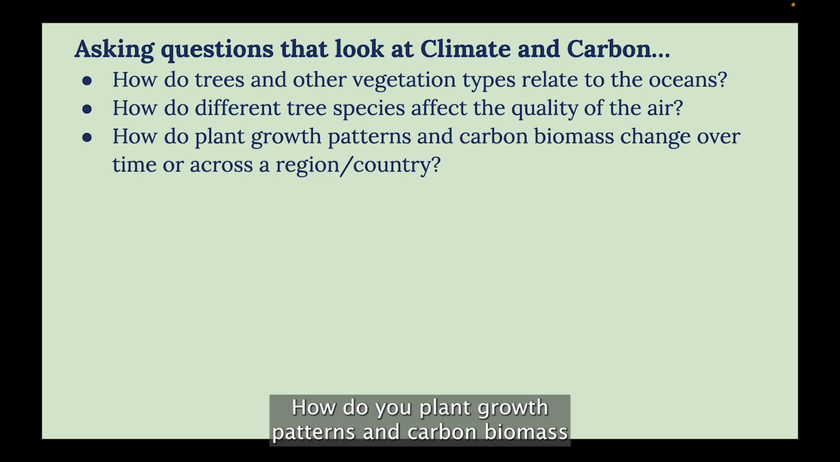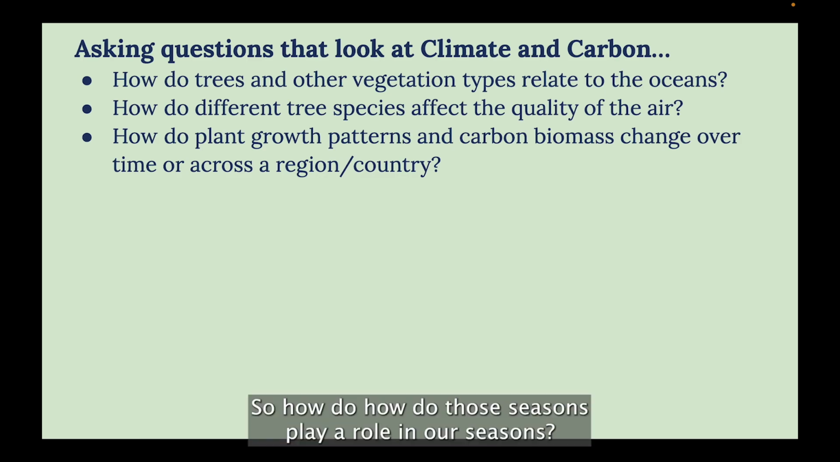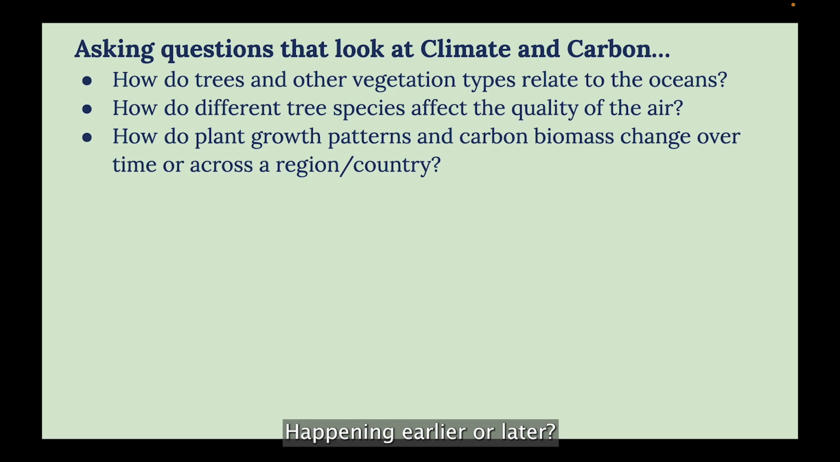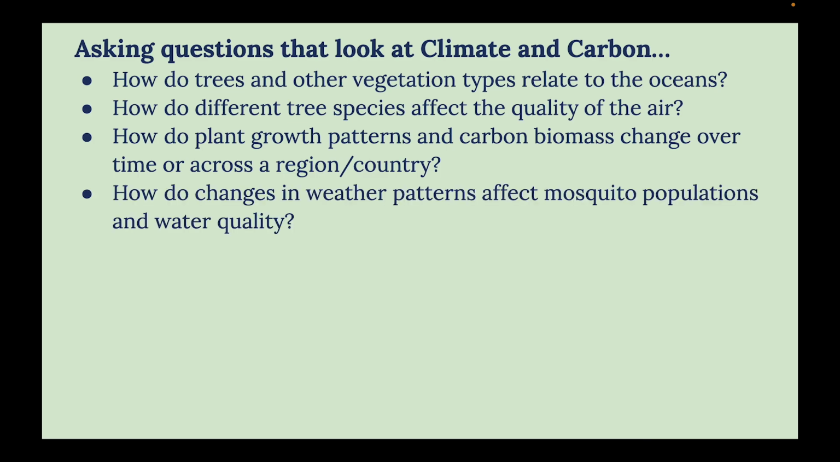How do plant growth patterns and carbon biomass change over time or across a region or a country? So how do those seasons play a role? And are seasons changing right now? Is green up and green down happening earlier or later? And potentially, how does that affect the carbon biomass in the trees or in the grasses?